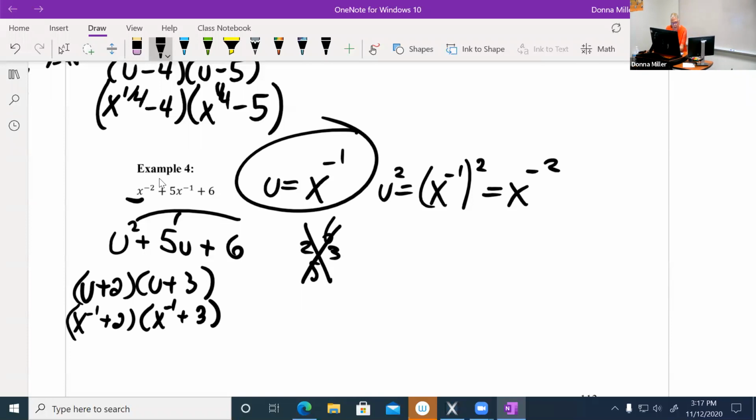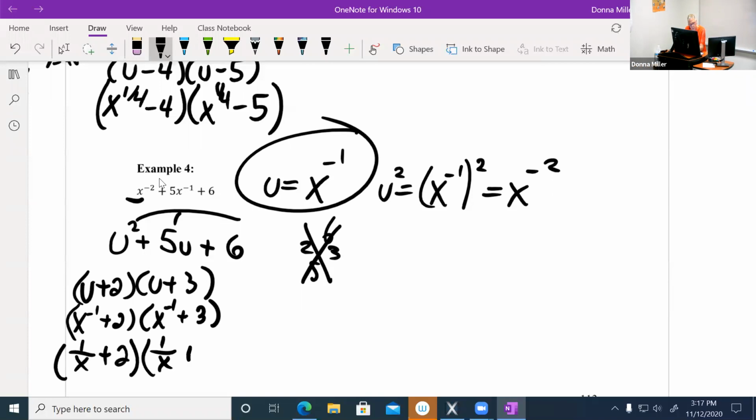You could also write x to the negative 1 as 1 over x, right? That's something I should know from your test. All right, we good? Eventually we'll solve them. We're not solving them yet. Any questions about what I'm doing?